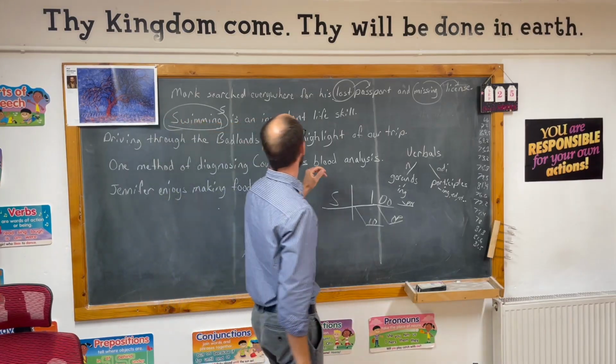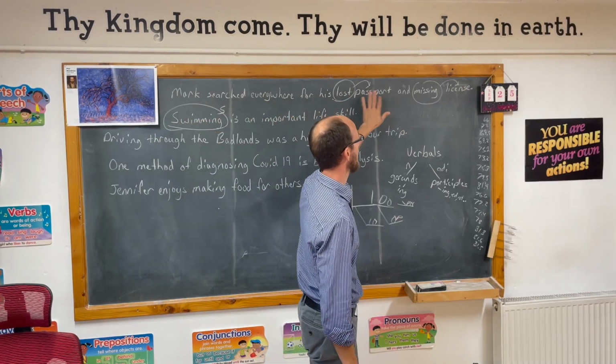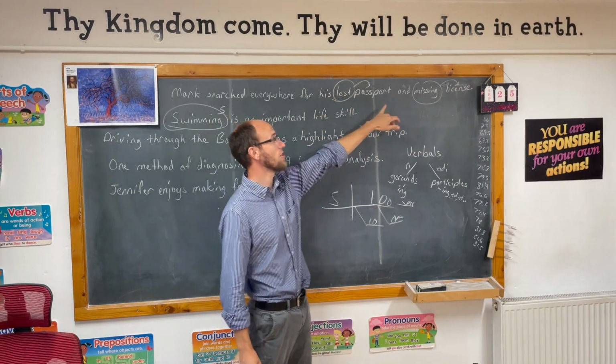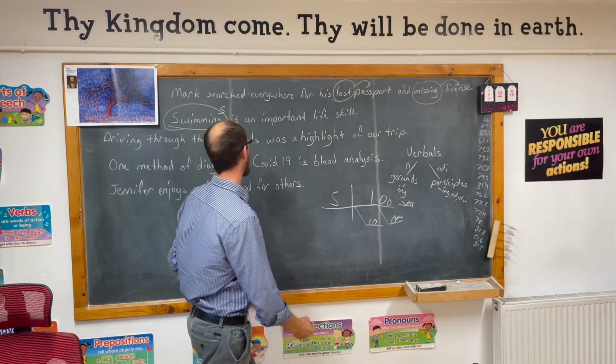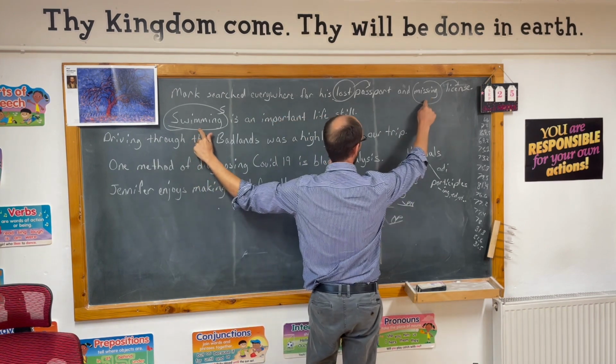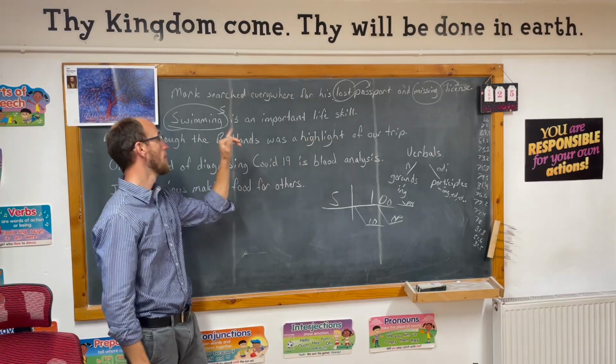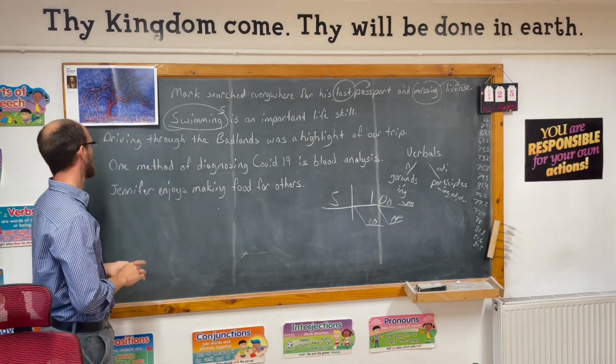Let's try this. He looked for his this passport and this license. It's not working very well. You see how these are being used as adjectives, and these are being used as nouns. I'm trying to confuse it. Swimming, missing. They're both verb forms with ing. That one's an adjective, that makes it a participial. This one's a noun, that makes it a gerund.